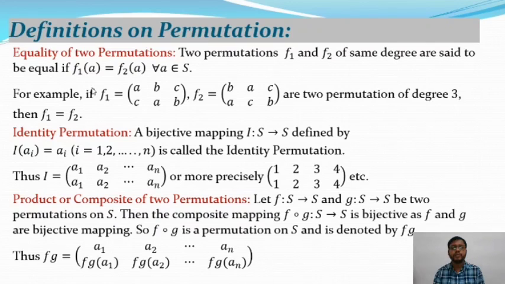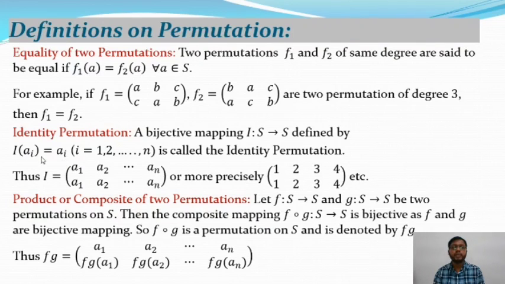After that we will define the identity permutation. Here is the definition: a bijective mapping I from S to S, where S is a non-empty set, is defined by I of ai is equal to ai for all i equal to 1 to n. It is called the identity permutation.